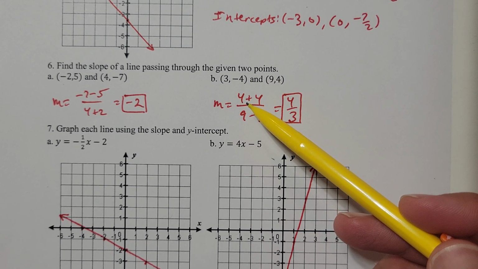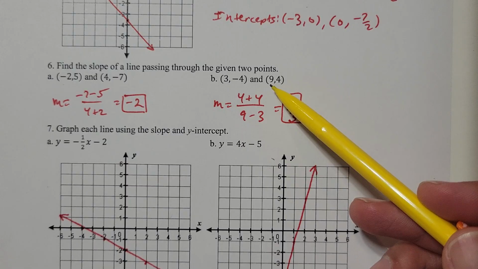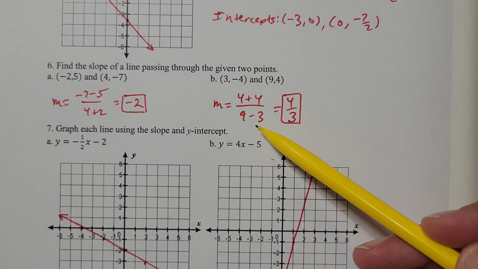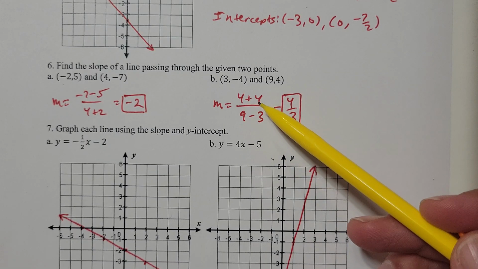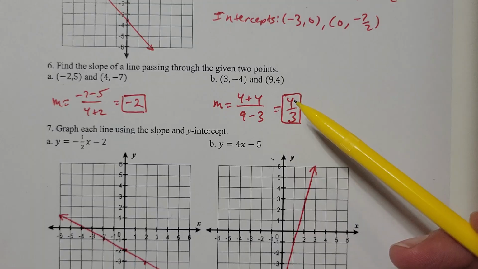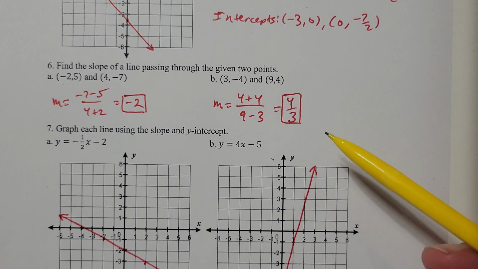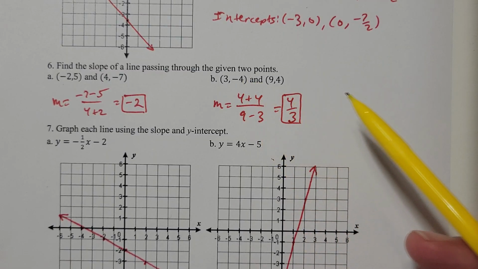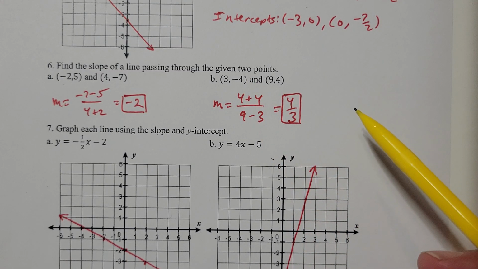4 minus a -4, the same as 4 plus 4, divided by x2 is 9 minus x1 is 3. 4 plus 4 is 8, divided by 9 minus 3 is 6. 8 over 6, that reduces to 4/3. So the slope of this line that'd be passing through these points is 4/3. Okay?